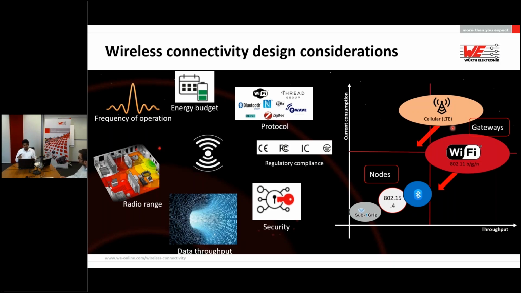So based on these compromises, you have to consider which is suitable for your application based on the range you want, based on the throughput you want. And of course, you also have to consider factors like security, local regulation, and so on and so forth. So like multiple parameters in the same system.